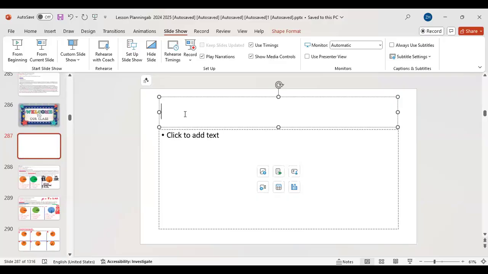Today is Tuesday, the 30th of September, 2025. The subject is, of course, mathematics. The theme is obviously mensuration.